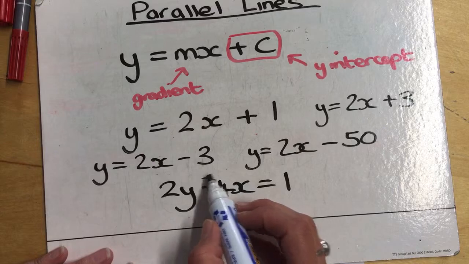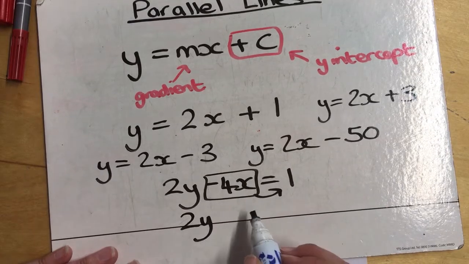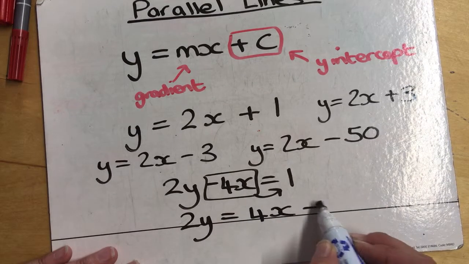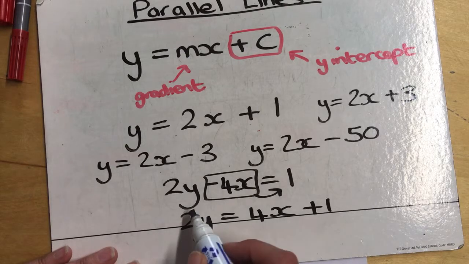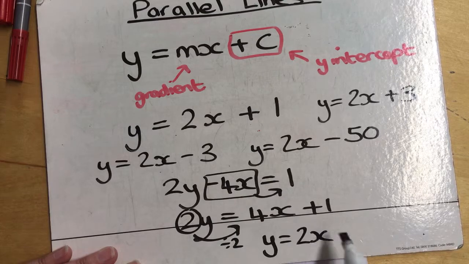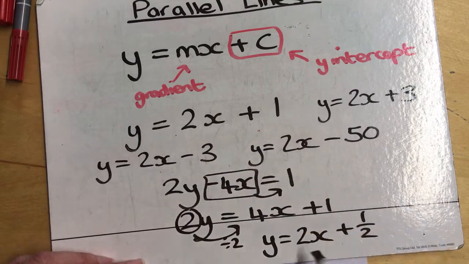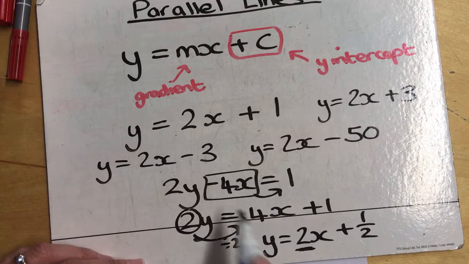So if I move this across the equals sign, it becomes 2y equals 4x plus 1, and then I divide everything by 2. Then my equation becomes y equals 4 divided by 2 is 2x, 1 divided by 2 is 1/2. So this line that we started with here is still parallel to this one, because when we rearrange it, we have y equals 2x. So this is still parallel because we have the same gradient. We can't quote the gradient here because it's not in the form y equals, so we have to rearrange.